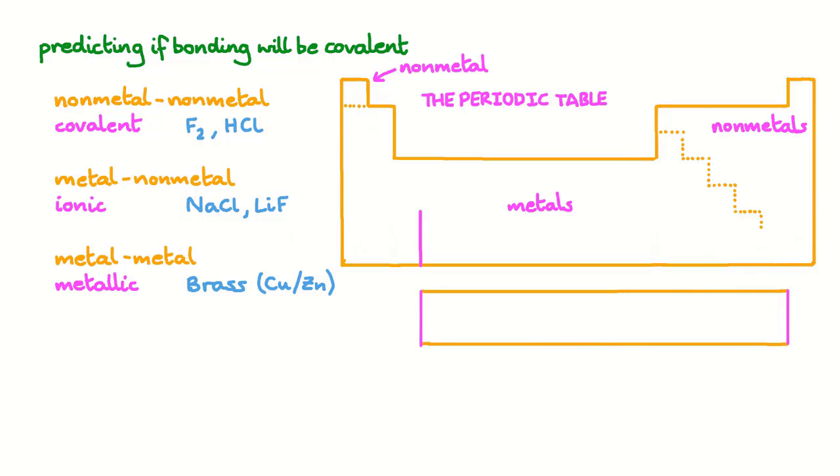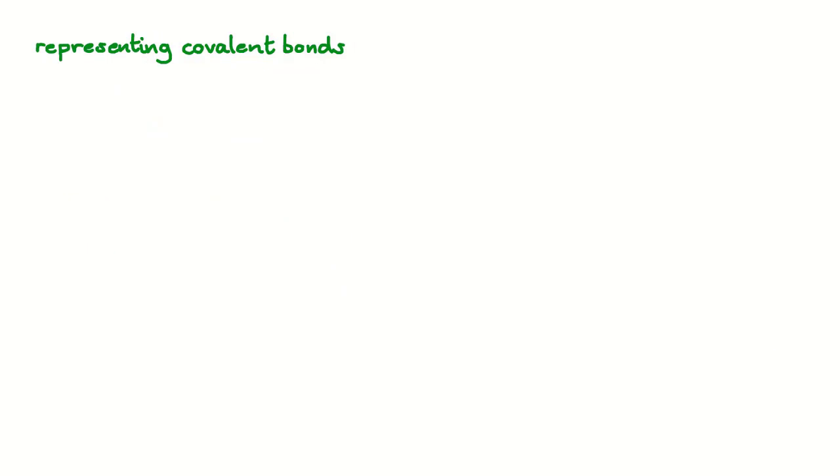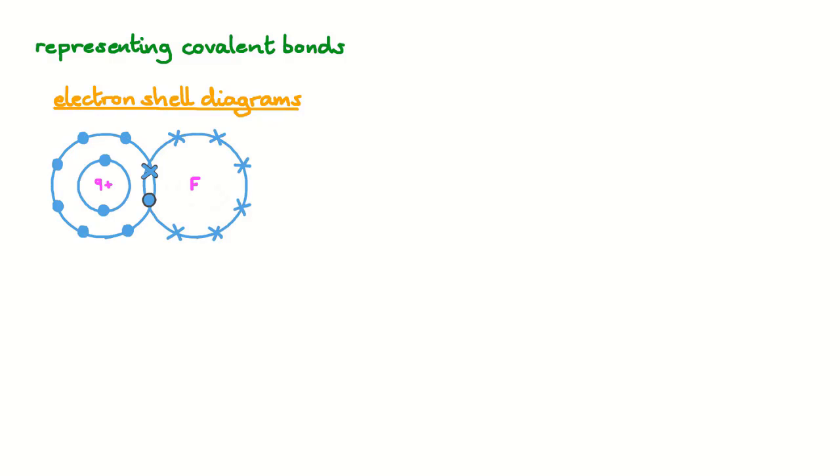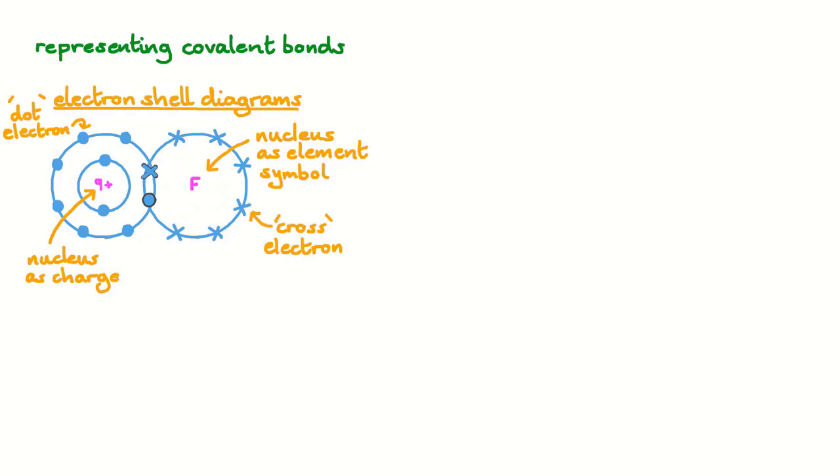The last thing we need to look at is how we represent covalent bonds, because sometimes we can't draw all the electrons or all the shells. Here are a few of the ways you might see covalent bonds represented. Here are some of the features you might see in various electron shell diagrams. The symbols for the nuclei may be written as element symbols or as charges or numbers of protons. And electrons can be drawn with different shapes and colours in order to indicate where they might have come from, for instance, dots and crosses.